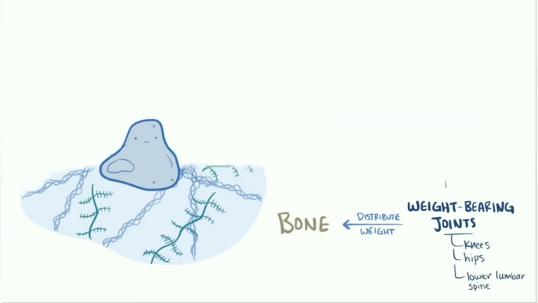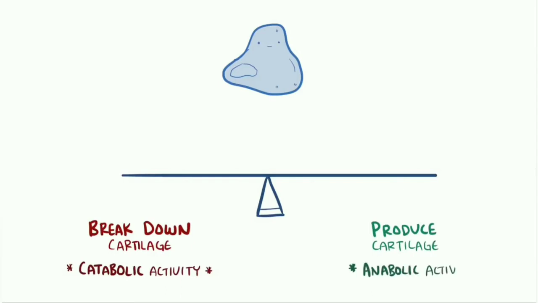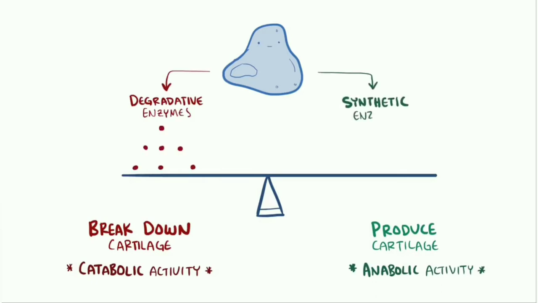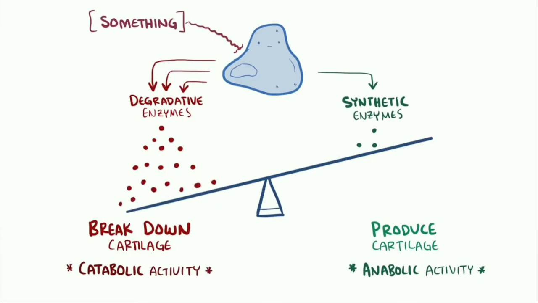Okay, so chondrocytes are important for the articular cartilage. In healthy people, chondrocytes maintain a delicate balance between breaking down old cartilage, called catabolic activity, and producing new cartilage, called anabolic activity, through the use of both degradative enzymes and synthetic enzymes. When something causes an increase in the expression of degradative enzymes, the balance tips toward a loss of cartilage.